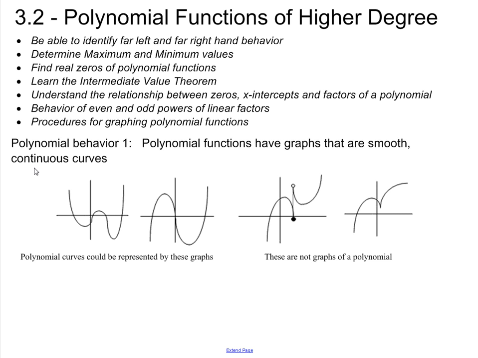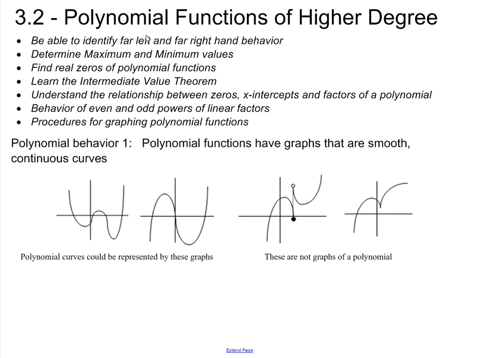So what's the first thing that we have to know? Well, first of all, we want to know what kind of behavior we can expect from a polynomial. And the main behavior here that we're concentrating on is the idea that polynomial graphs are smooth, continuous curves. And what does that mean?